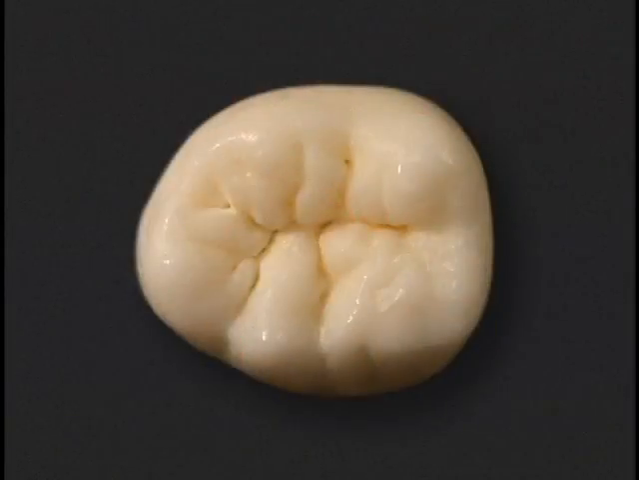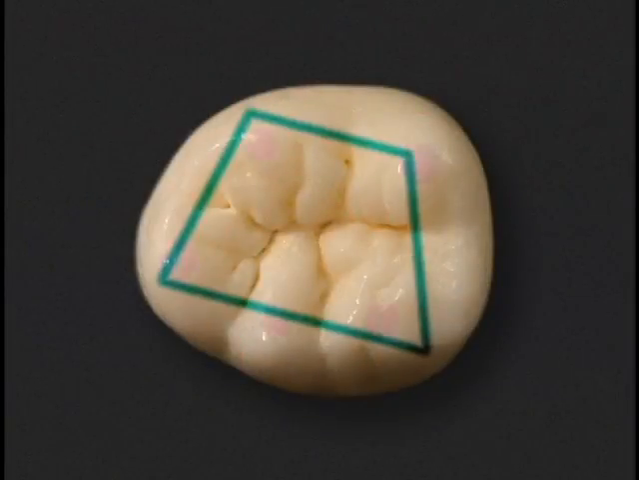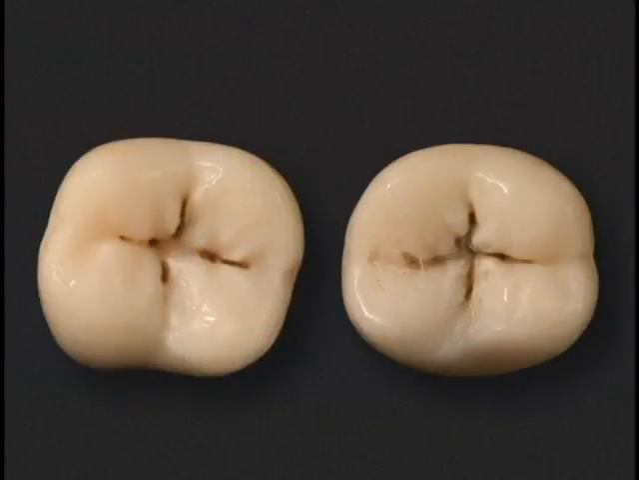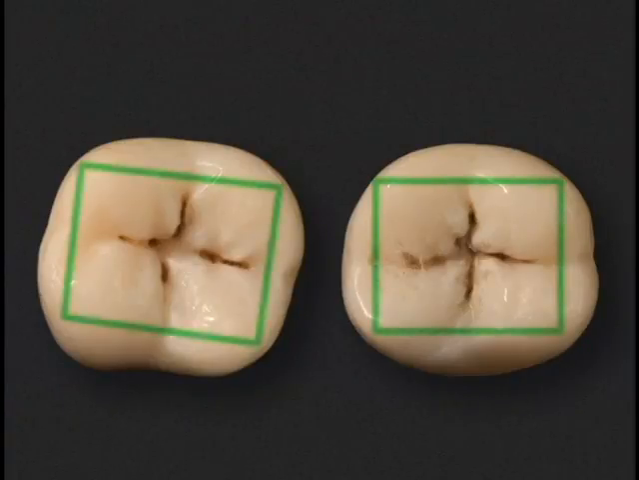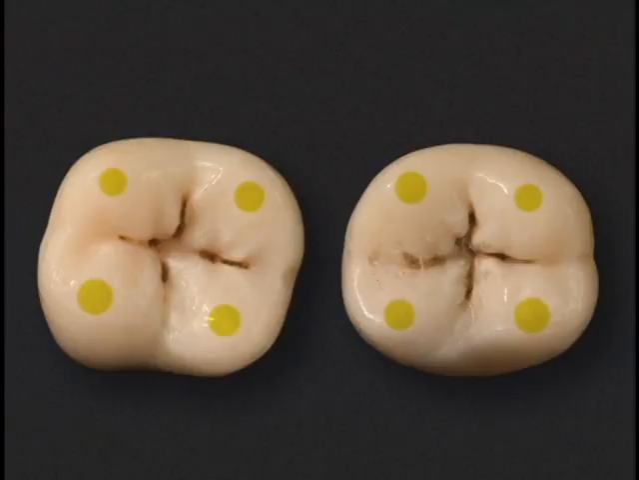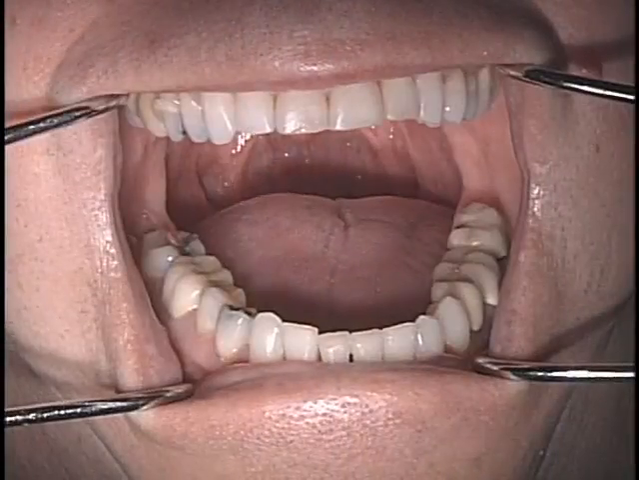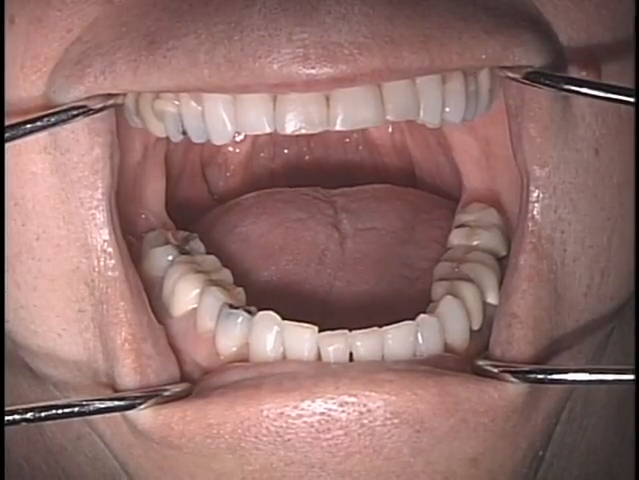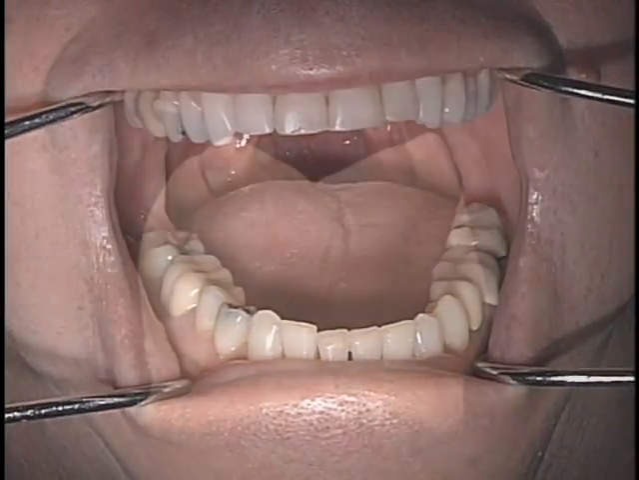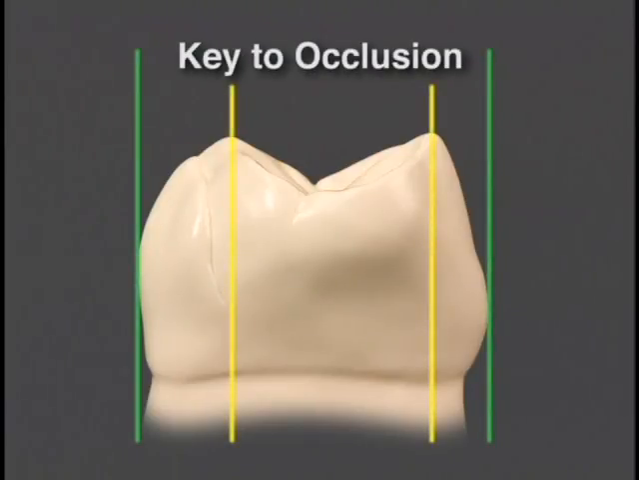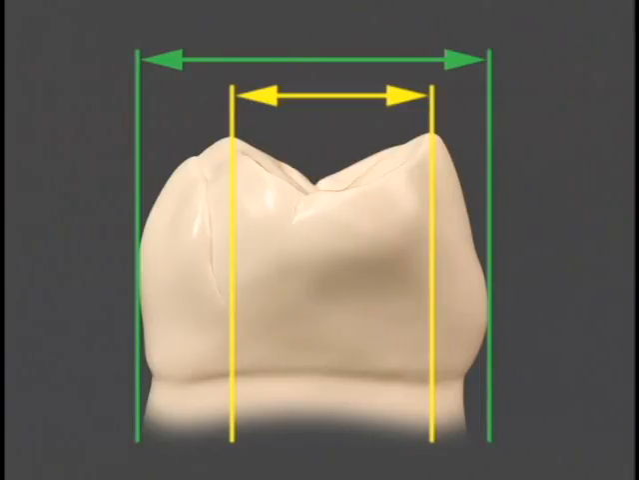The lower first molar is trapezoidal due to the 3 cusps on the buccal and the 2 cusps on the lingual. The second and third molars in the lower arch are both rectangular because of the 4 more or less equally sized cusps. It doesn't matter whether the patient is young or old, these shapes remain basically the same over a lifetime. Another important aspect of the occlusal surface is the relationship of the occlusal table's buccal lingual width to the tooth's buccal lingual height of contour.